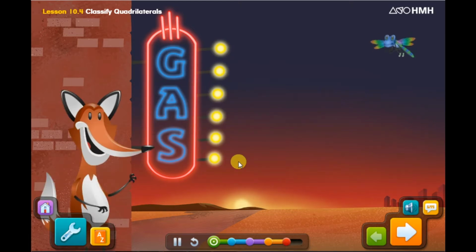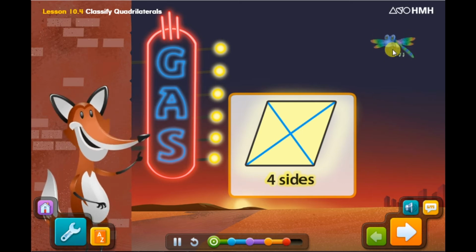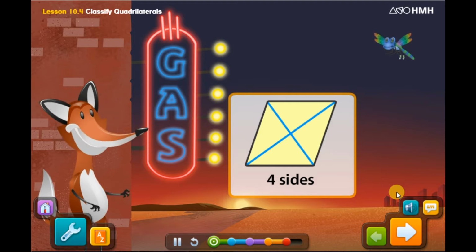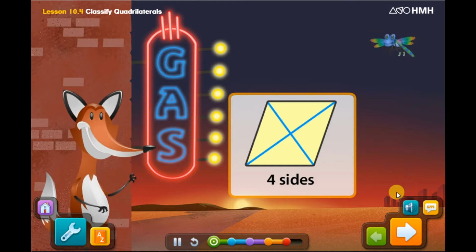Hi there. Denzel and I were watching people fly kites earlier today. It was a wonderful, windy day. Denzel tells me that one of the kites has 4 sides and 4 angles. That's good to know, but I wonder what we call a figure like that. A figure has 4 sides and 4 angles. We call it a quadrilateral. Come on, let's take a look at ways to classify figures with 4 sides and 4 angles.